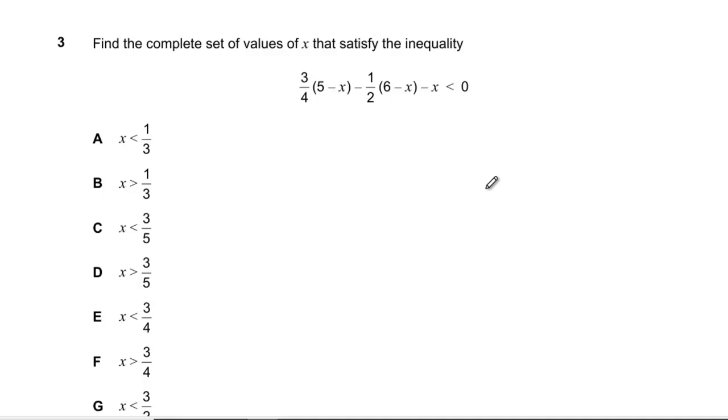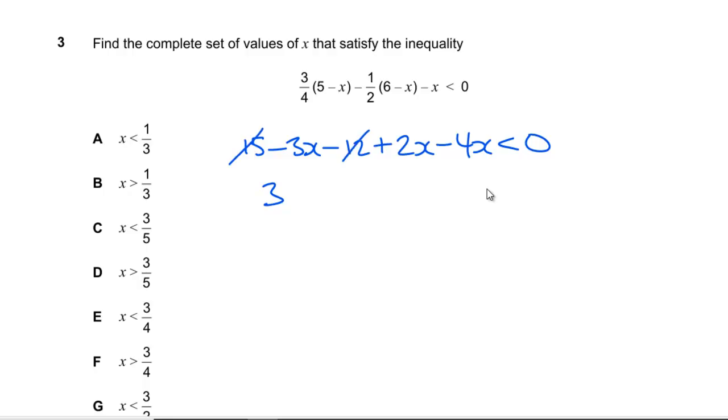Okay. Find a complete set of values of x that satisfy that inequality. All right, so it's just linear. So I multiply by 4 all the way through, and so I've got 15 minus 3x minus 12 plus 2x minus 4x is less than 0. So that's 3 for that and that. And then I've got minus 5x is less than 0. So I need x to be greater than 3 over 5. D.